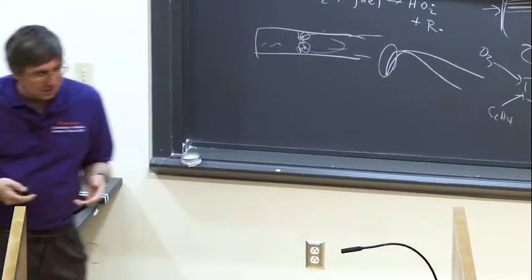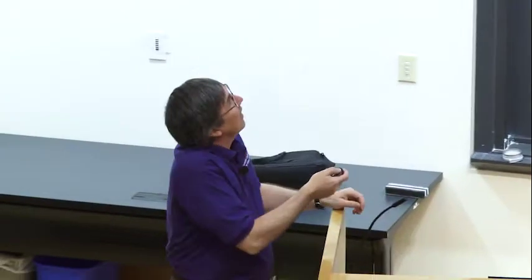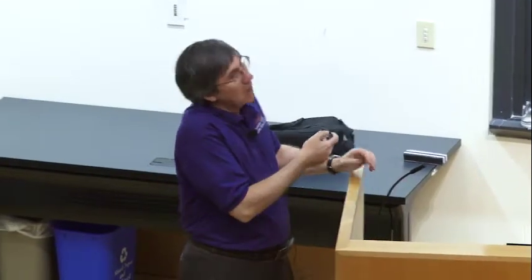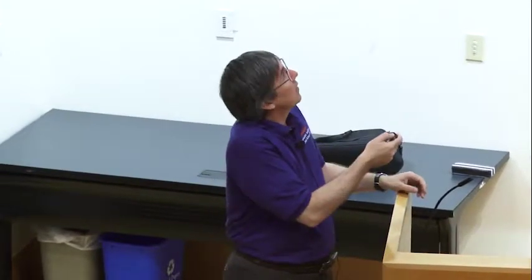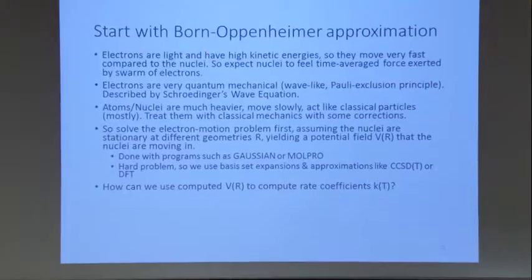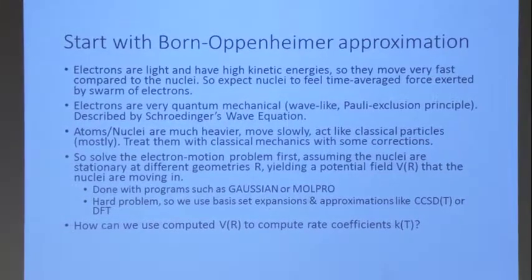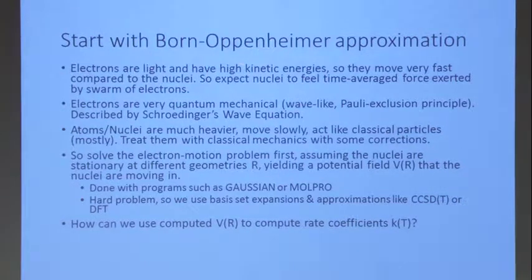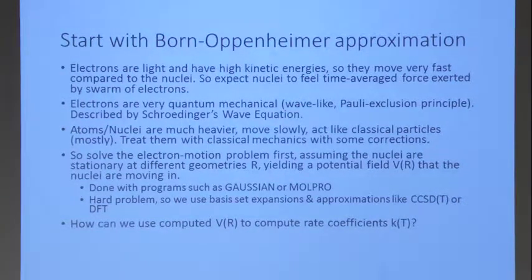All right. So the nuclei are basically stationary, and the electrons zip around. That's what the Born-Oppenheimer approximation is. By the way, Oppenheimer was the guy who was in charge of the Manhattan Project. I didn't know this. Anyway, he invented this when he was like a visiting graduate student or postdoc in Germany in Max Born's lab. So the electrons are very quantum mechanical.